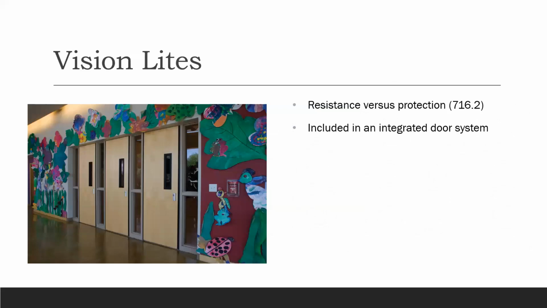So now let's talk about vision lights or light kits. Well, 716.2 of the IBC is going to cover your fire resistance versus your fire protection guidelines for light kits. And typically when you get over 100 square inches, that's really where you're going to see that difference. But vision and light kits are going to be included in integrated door systems as a part of the package. And so you really are receiving everything you need for a completely code compliant opening with the one system.